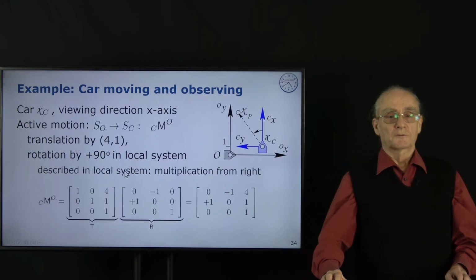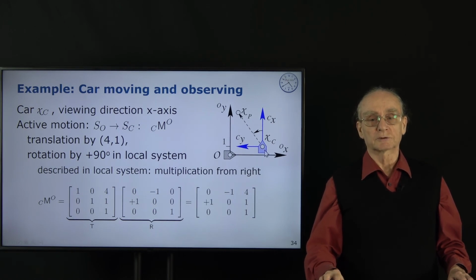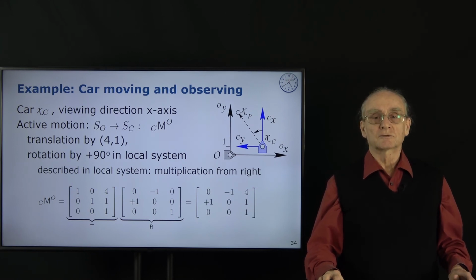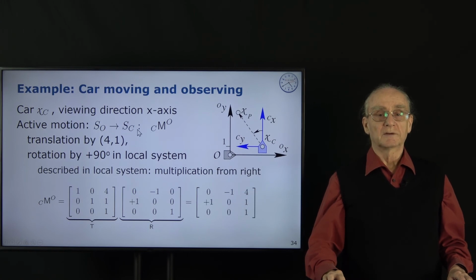Now, the first step is that we have to describe the motion of the car from the origin to its actual position. So if the car sits at the origin and is moved to this place, we can describe the position and orientation of this car by describing this motion. So we have an active motion from O to C, and this gives us a matrix M from O to C. Now, how do we calculate this matrix?